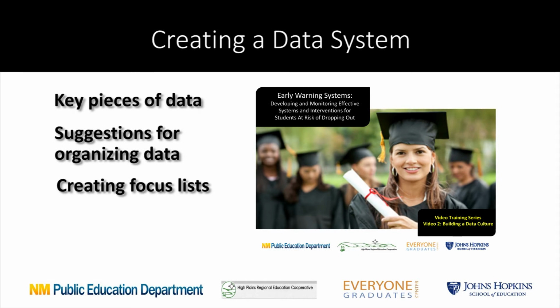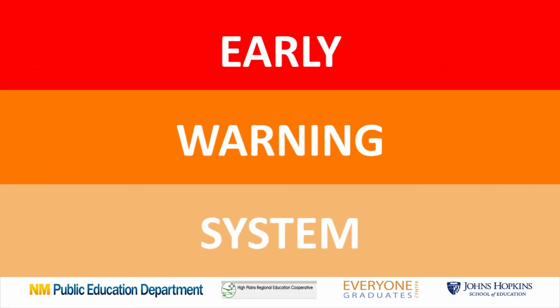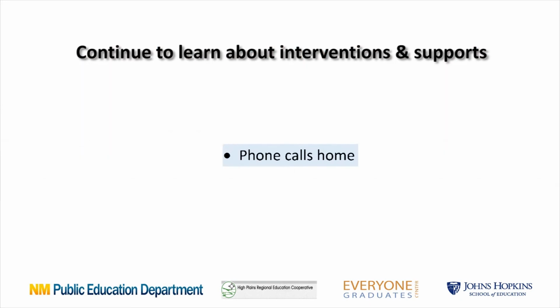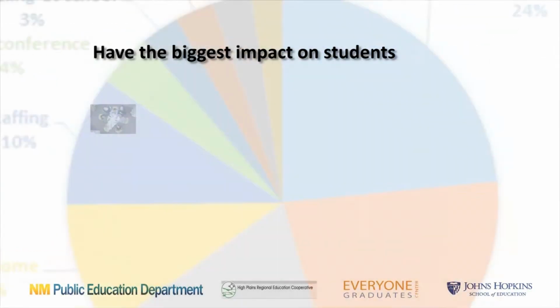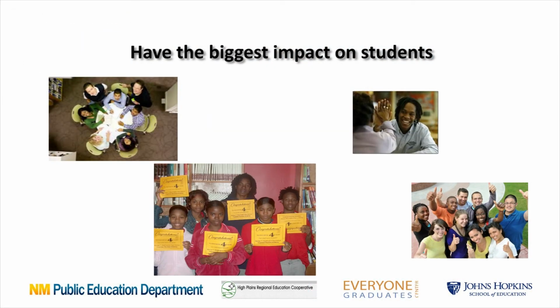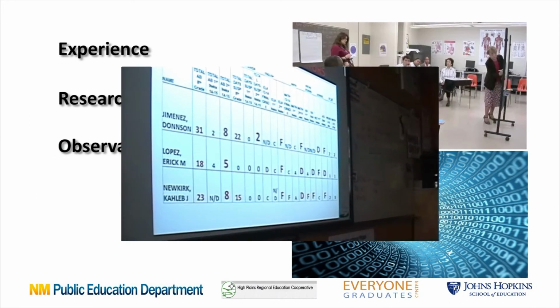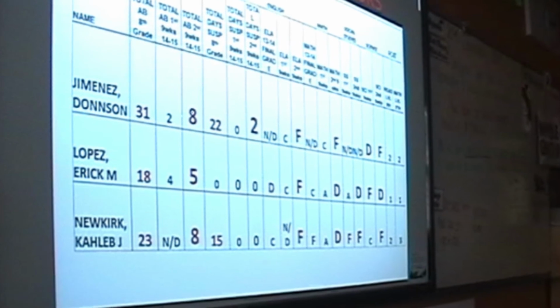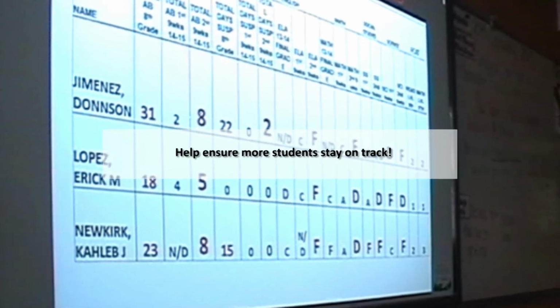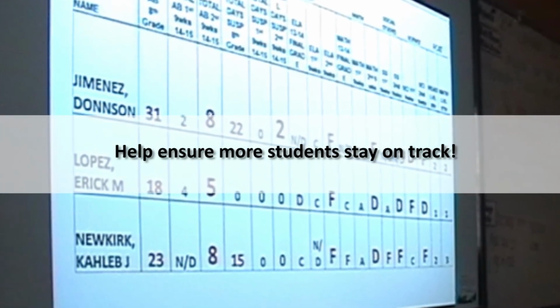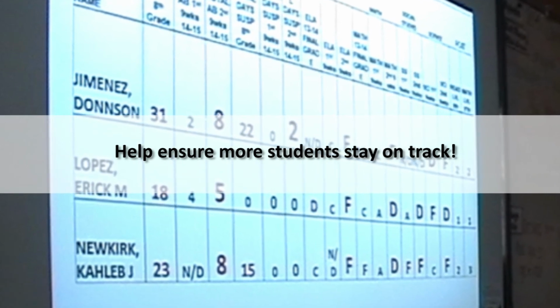As early warning systems are used more frequently across the state of New Mexico and across the United States, we will continue to learn more about the interventions and supports that have the biggest impact on students' improvement in the ABCs. Our experience, research, and observations have led us to believe that schools doing analysis of their own interventions and strategies will help inform not only their own work, but the work nationally to ensure that more students are on track for graduation and post-secondary success.